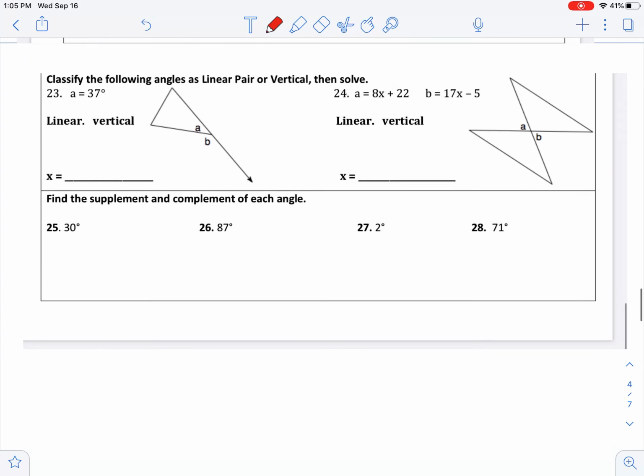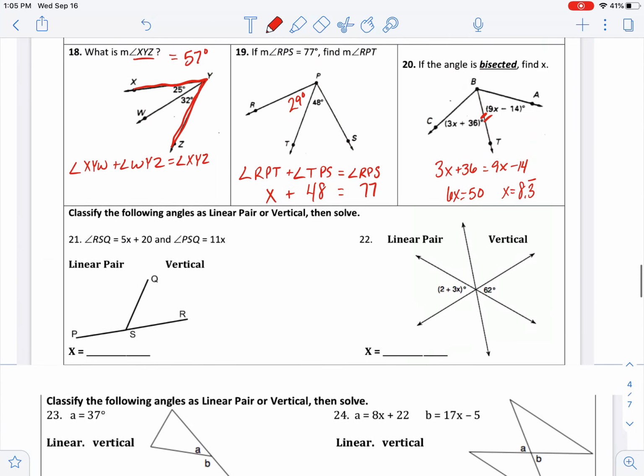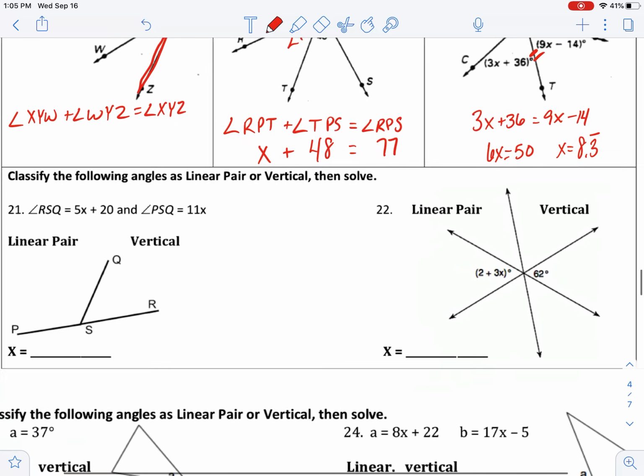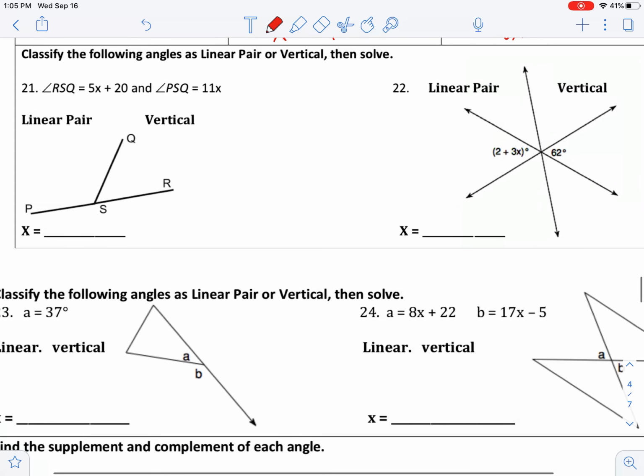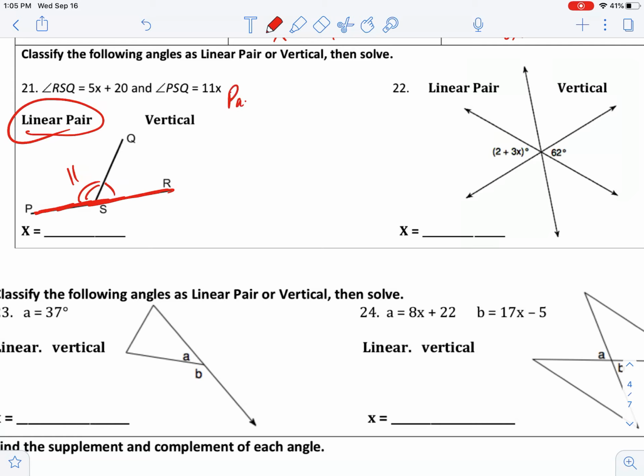All right, I'm going to go through 21 and 22. I'm going to leave the last 4 for you guys to check, just to keep this video, I know it's already long, from going any longer than it really needs to. So I'm going to classify these angles here as a linear pair or vertical, then I'll solve. So here I see they form a straight line. So RSQ and PSQ form a straight line. They are a pair that form a line. So they are a linear pair.